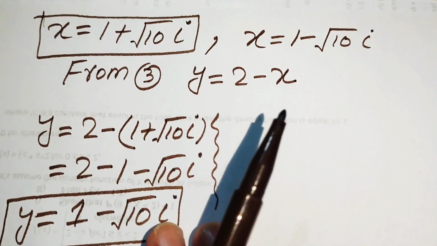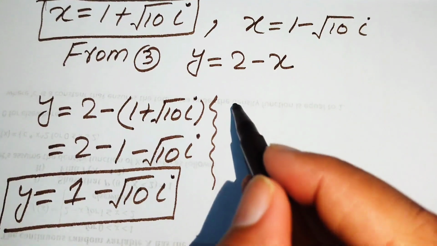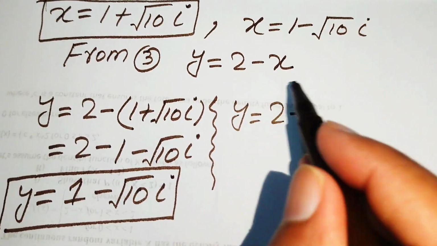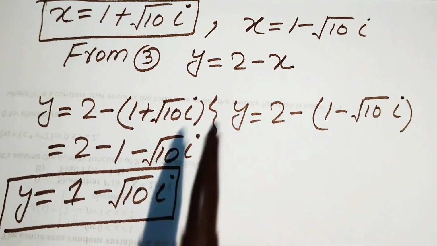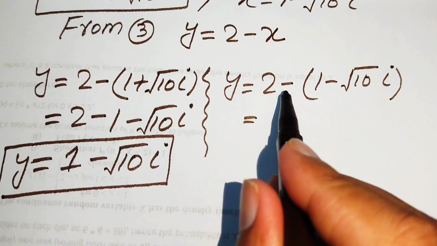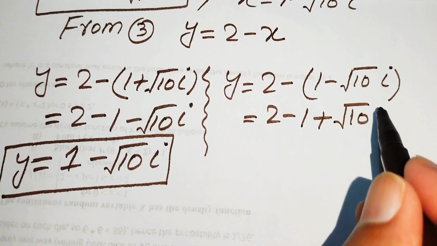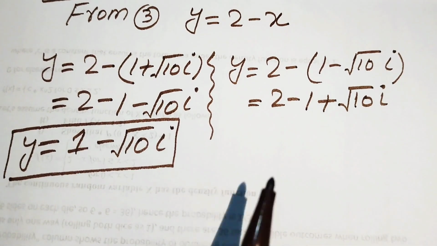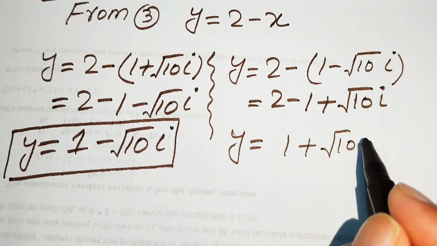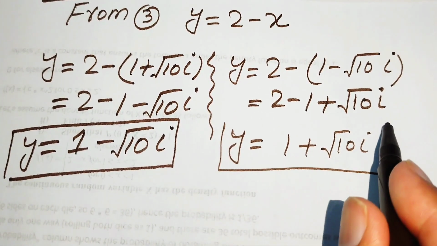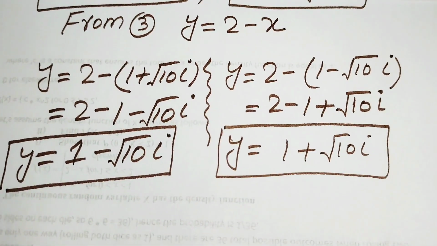Okay, so similarly we find the value of y corresponding to this value of x. So here we substitute this value of x here, we get y equals to 2 minus x, and over x is 1 minus square root of 10 into iota. So here we need to multiply this minus sign and we get minus 1 plus square root of 10 into iota. And here we add or subtract the like terms and we get y equals to 1 plus square root of 10 into iota. So this is the value of y corresponding to this value of x.